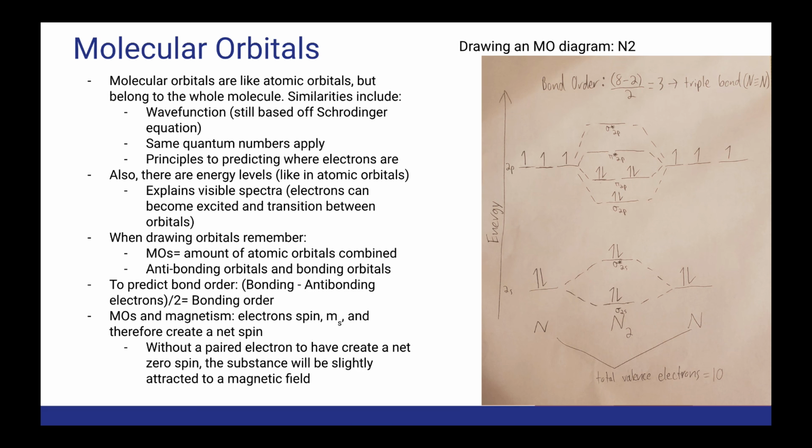So in calculating the bond order, we see that we have 8 total bonding electrons and 2 total antibonding electrons. When we subtract that, we get 6, and we go ahead and divide that by 2, and this gives us 3. So we know that the diatomic molecule N2 has a triple bond, which makes sense since each N has a bonding capacity of 3.